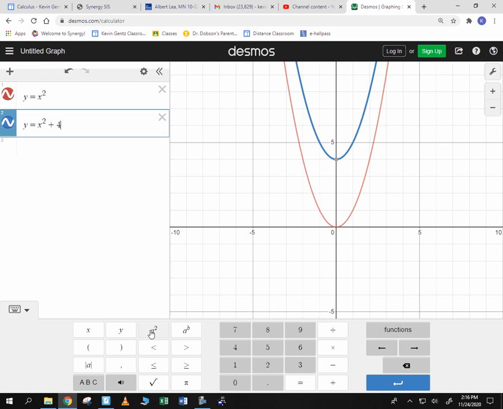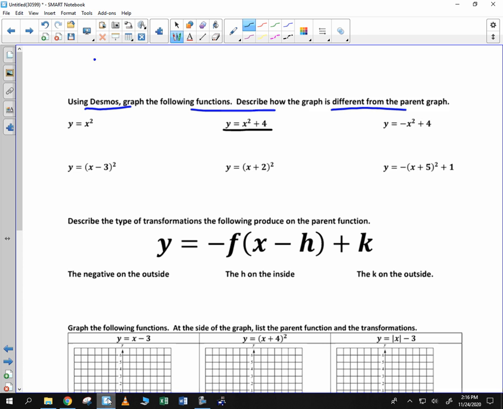And let's see what happens. Oh, it looks like the same graph. It's just shifted up 4 units. Up 4 units. So to go back here, I'm going to just do up 4. That's what happens there.